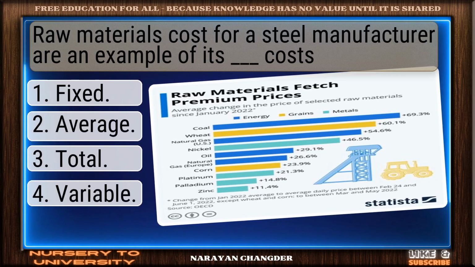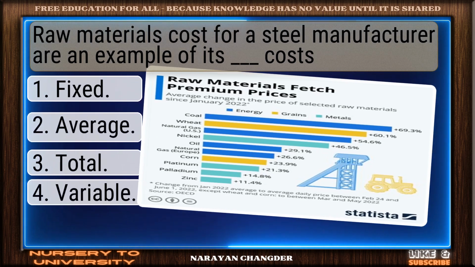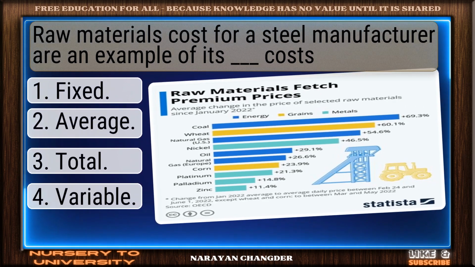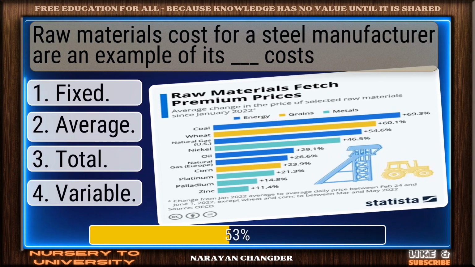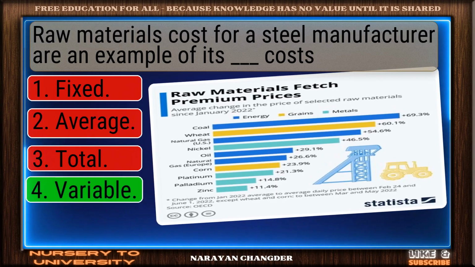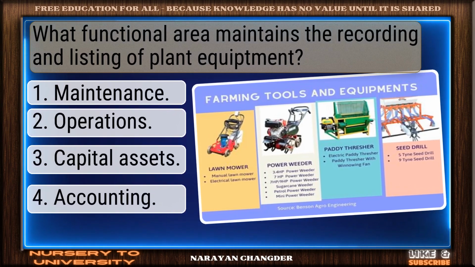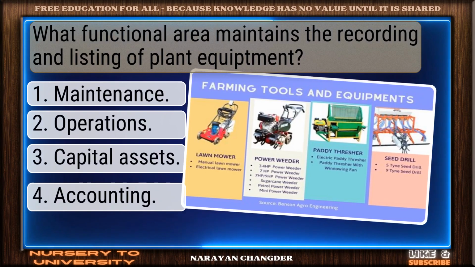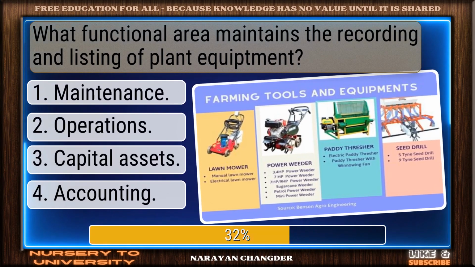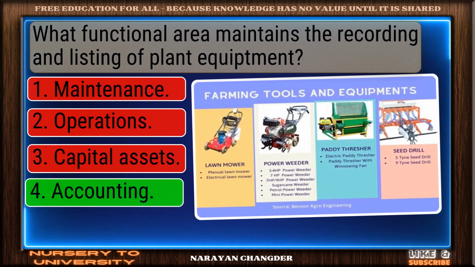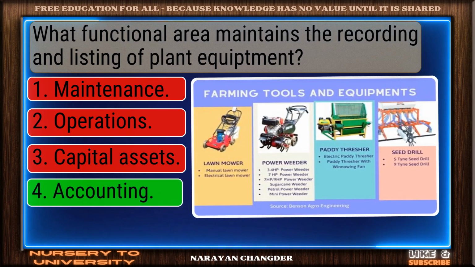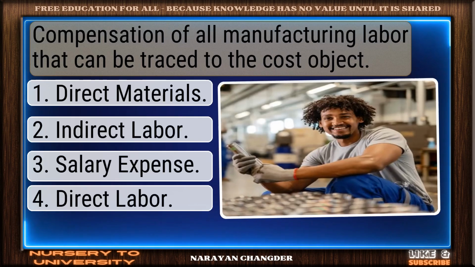Raw materials cost for a steel manufacturer are an example of its dash costs. Nicely done. Variable is solid. What functional area maintains the recording and listing of plant equipment? Smart move. Accounting is accurate answer.